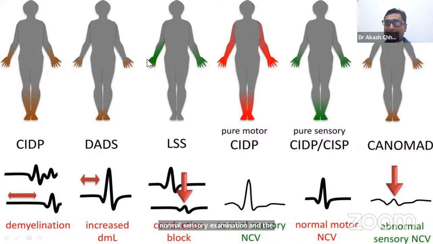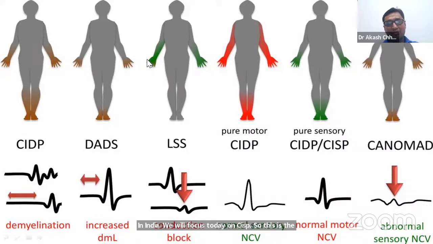And then this pure sensory CIDP versus CISP. By definition, CISP will have normal electrophysiology, whereas sensory CIDP will have electrophysiology abnormalities in the peripheral conduction itself. In CISP, only the SSEP will be affected. And CANOMAD will have ophthalmoplegia and bulbar involvement, so it is secondary to paraproteinemia. We will focus today on CISP. So this is the entire spectrum.